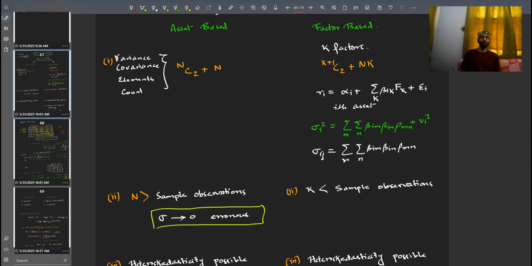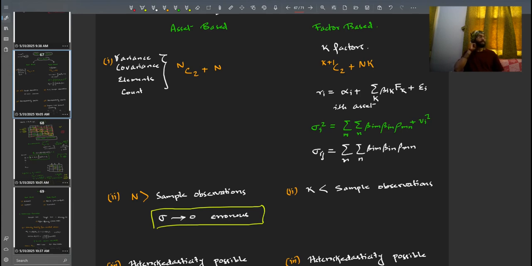If you do not have enough number of sample observations, which is very difficult to procure, especially when you are doing calculations of returns and all, because returns you can get quarterly at max, how much more frequent can you get? So if you are not having enough number of observations, it can become very difficult to create a VCV matrix.